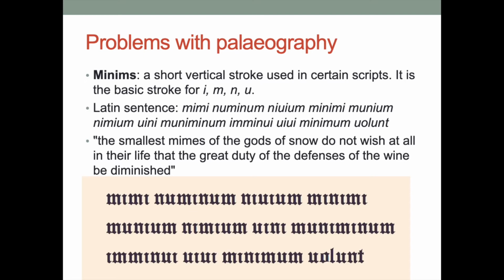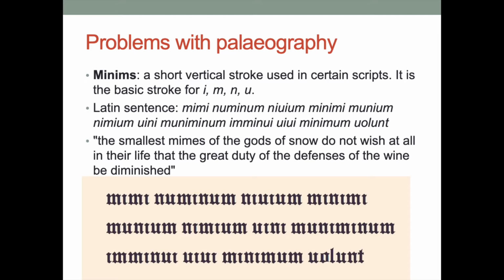This might seem very straightforward until you get to certain problems with paleography. Among these is something called minims, which are short vertical strokes used in certain scripts or styles of writing. And this is the basic stroke used for i, im, in, and u, thus the word minim. It's kind of onomatopoeic. And so this becomes really problematic in Latin. So this is a sentence invented by a scribe, and it goes something like this. Mimi numinum nivium minimi munium nimium vini muniminum iminui vivi minimum volunt.